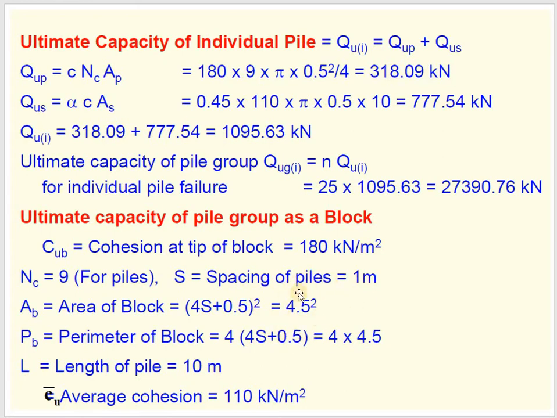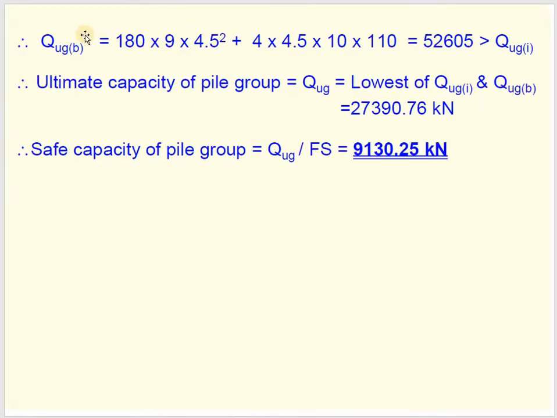So you have the area of block as 4.5 square. Now the perimeter of block is 4 times this (4s plus 0.5). So you have the perimeter as 4 times 4.5. Now the length of the pile is 10 meter and the average cohesion along the length is 110. So now just directly substitute the values. So the only change is this area. Here it is 4.5 square and the perimeter is 4 into 4.5.